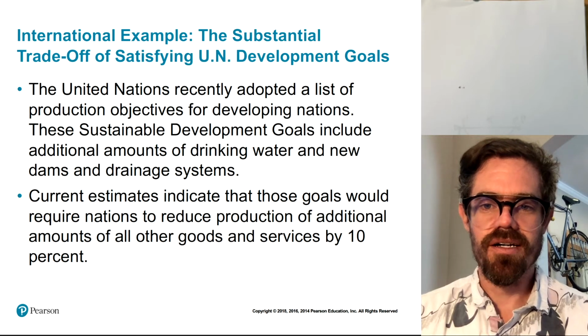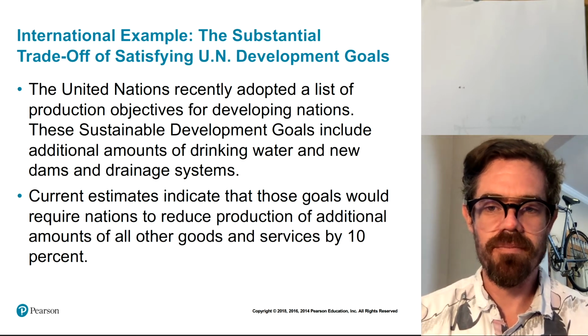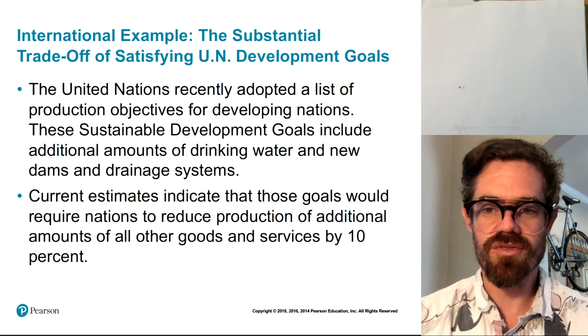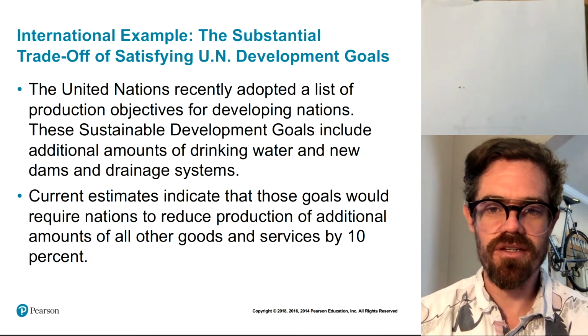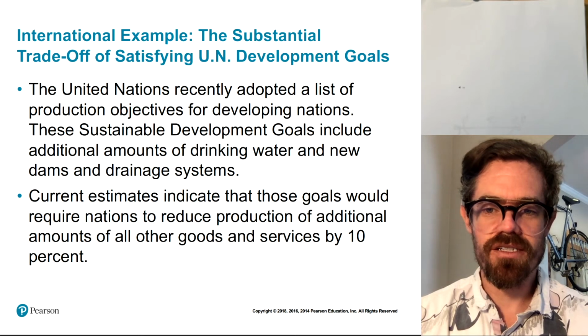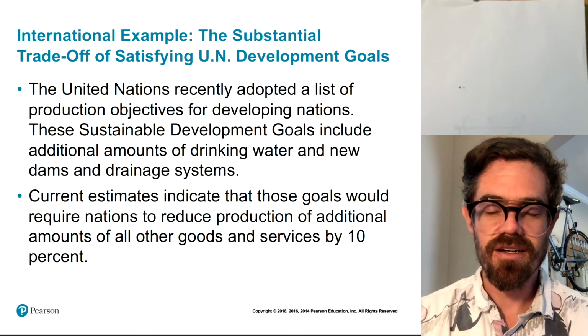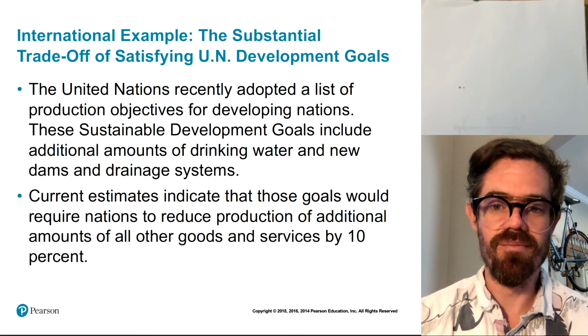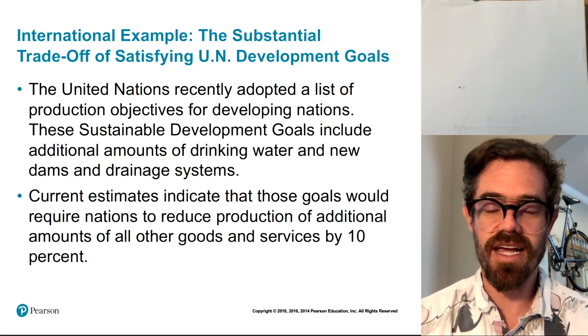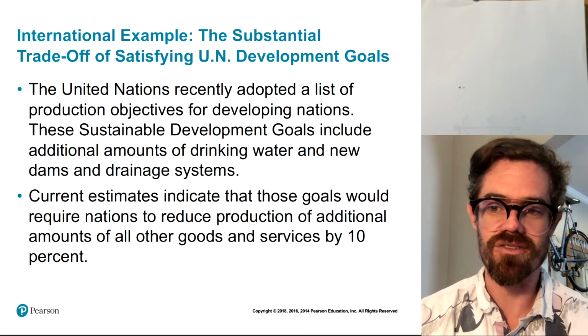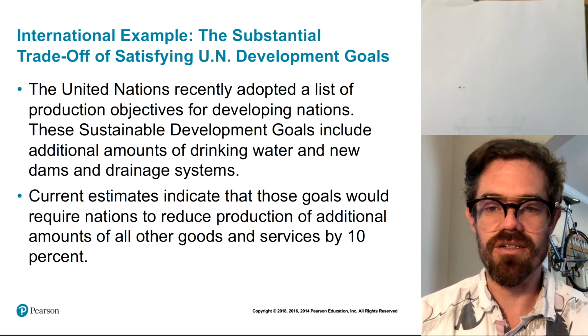So here's an international example about our PPC. The UN, the United Nations, recently adopted a list of production objectives for developing nations. These objectives were called Sustainable Development Goals, and they included additional amounts of drinking water and new dams and drainage systems. Now, according to some current estimates, these goals would require nations to reduce production of additional amounts of all other goods and services by 10%. So here we go. We see the trade-offs that a nation would face. If they want additional amounts of drinking water and new dams and drainage systems, they'd have to give up roughly 10% of everything else that they currently consume. So there you go, a real-life example of our PPC.